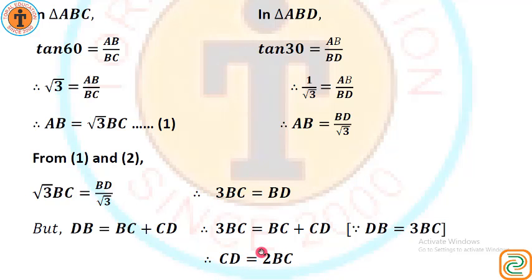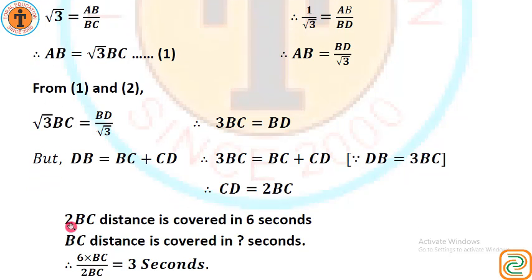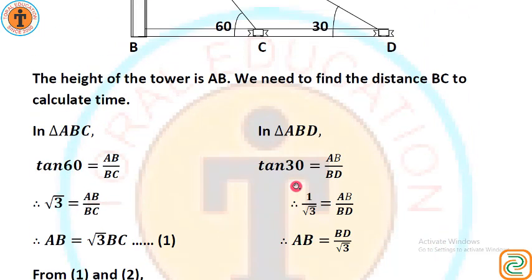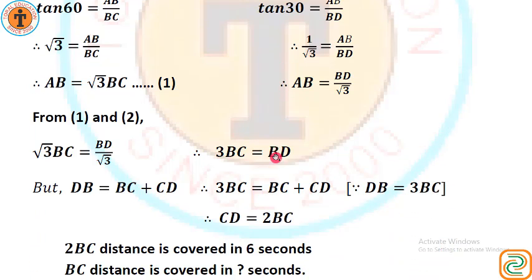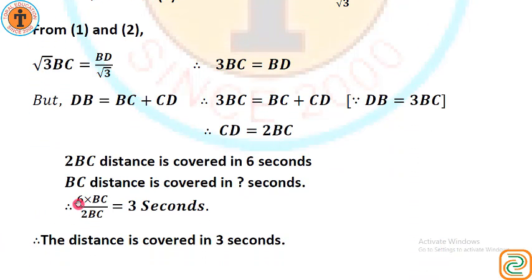Okay. Now 2 BC distance is covered in 6 seconds. CD is 2 BC. 2 BC distance is covered in 6 seconds. Then 1 BC distance will be covered in how many seconds? I have taken cross multiplication. So 6 BC upon 2 BC, because 6 into BC upon 2 BC. This BC cuts and 2 3s are 6. So we have got the answer 3 seconds. The distance is covered in 3 seconds.